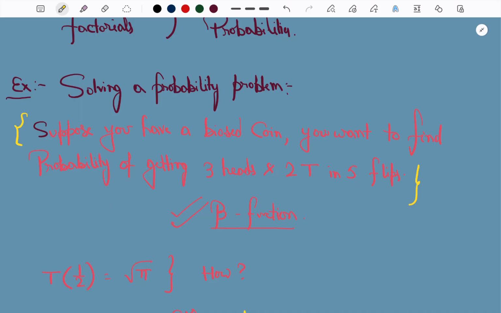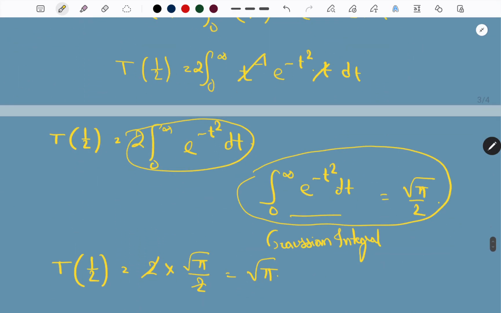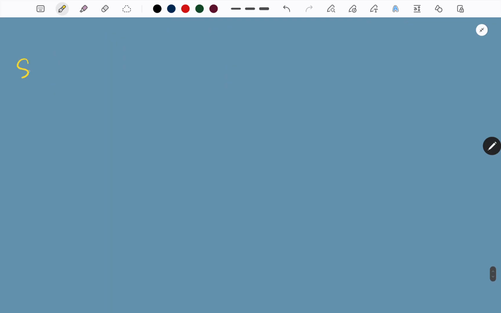So here beta function comes in. Now this is a very nice question, and let's see the solution. We have 3 heads and 2 tails and we have a biased coin. So the solution for the given example will be like this.